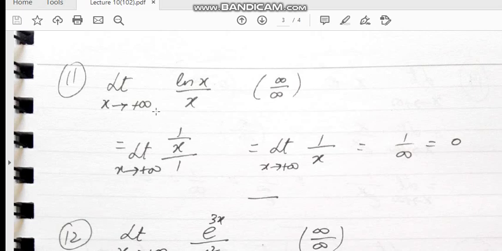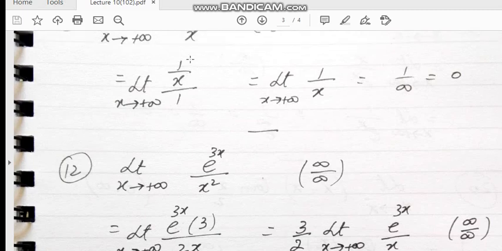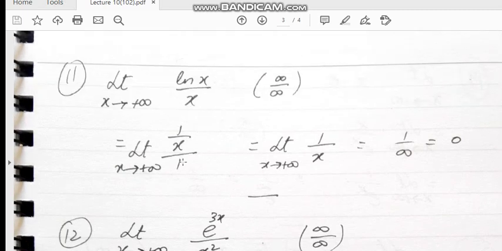Limit when x approaches plus infinity, log of infinity is infinity over infinity form. Again apply L'Hopital rule. Derivative of log x will be 1 over x and derivative of x will be 1. Now applying limit, something over infinity, the answer will be 0.